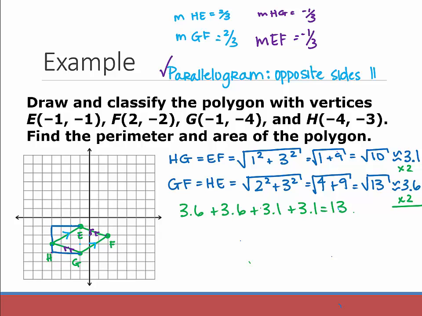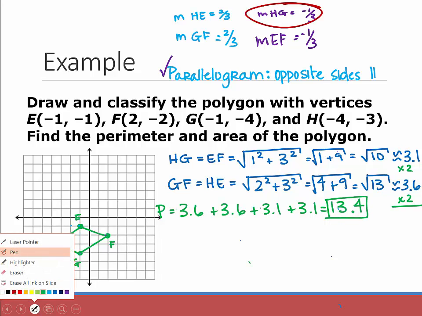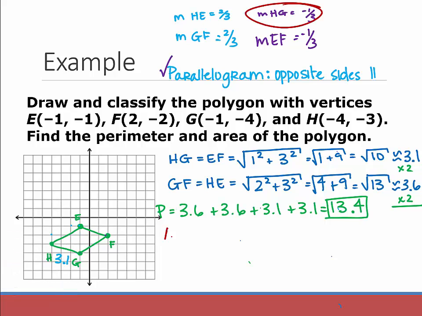We end up with 13.4 is our perimeter. Alright, now to find the area. And I'm going to show you two different ways to find the area.